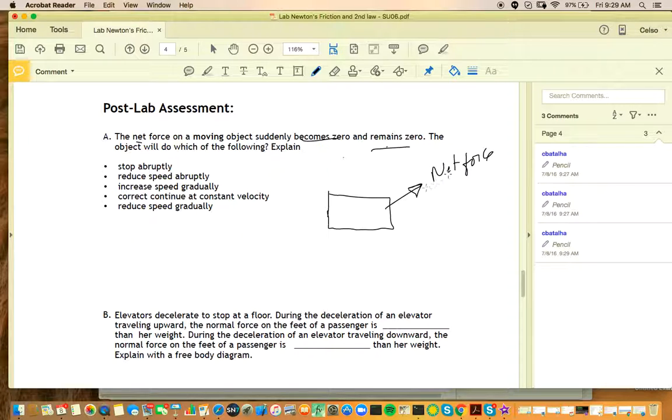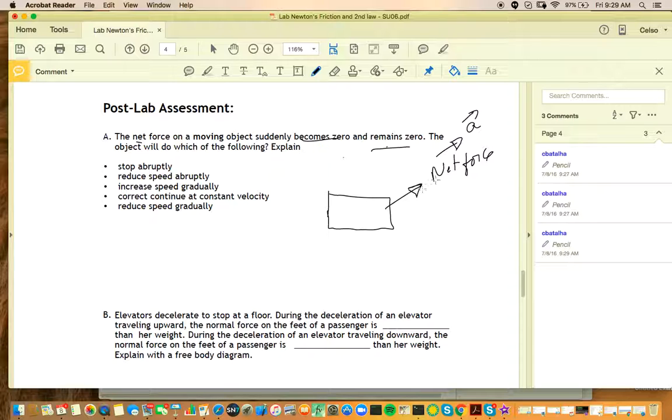The net force could be the result of a bunch of things. Could it be weight? Could it be weight summed with some thrust force, if you think about a rocket, or drag forces on it? But suddenly the net force goes to zero. If there is a net force, it implies there is an acceleration in that direction. So if suddenly this becomes zero, what's going to happen?